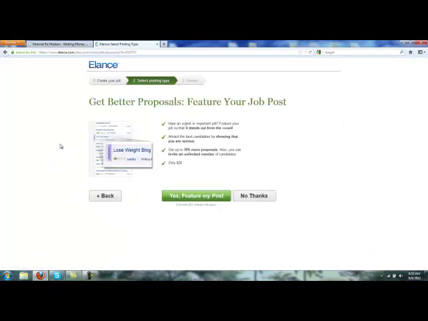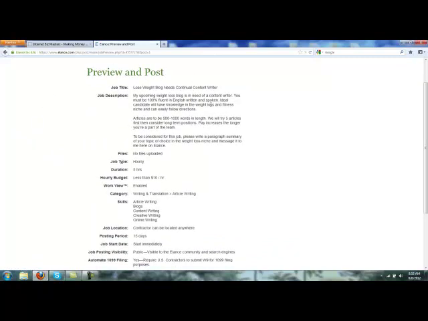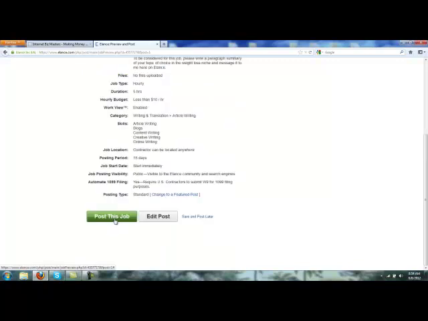Continue. And get better proposals. If you want to feature your job, it'll show up higher or have that little featured tab. I've never done that before. No thanks. Preview, this is what the post will look like. My upcoming weight loss. Definitely reread and make sure it looks good. And then we'll click post this job.